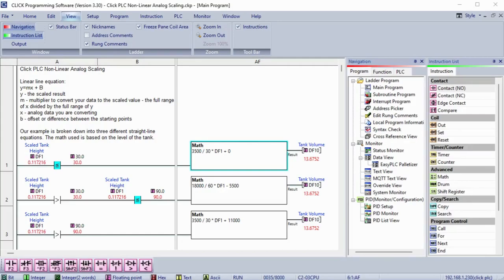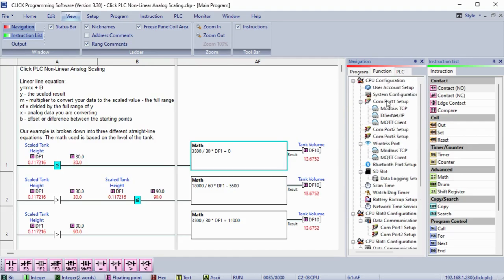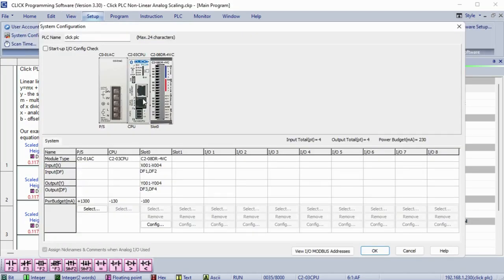Click PLC analog setup. Call up the system configuration window in the Click programming software. This can be selected under CPU configuration in the function tab in the navigation window. You can also set this under the main menu, setup, system configuration. Select the button, configure under slot 0 in the system configuration window.